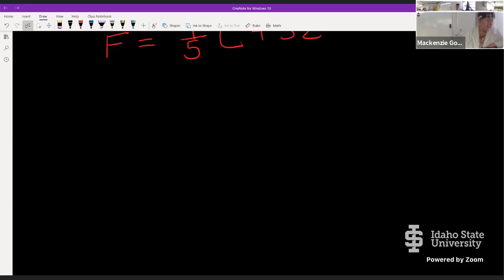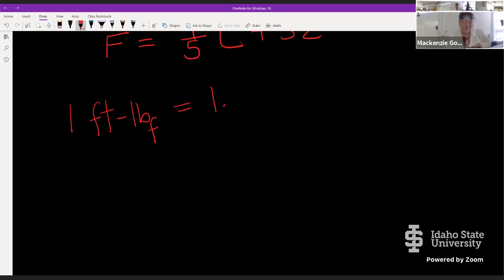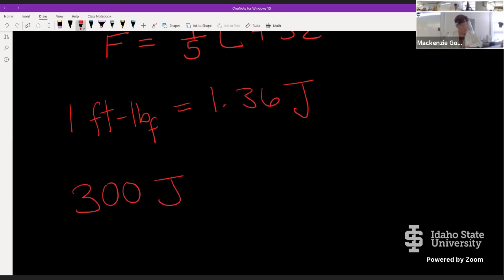So let's look at some work. We've got this foot-pound force, which equals 1.36 joules. So let's say that something did 300 joules worth of work. How many foot-pounds force is that?